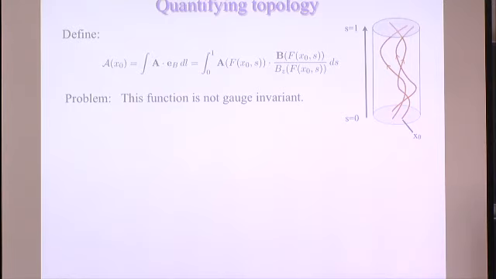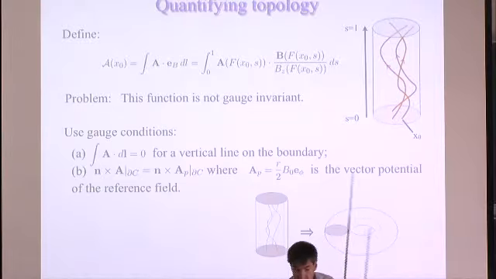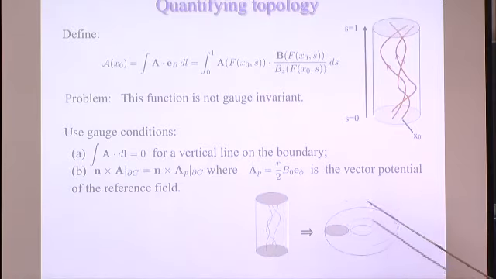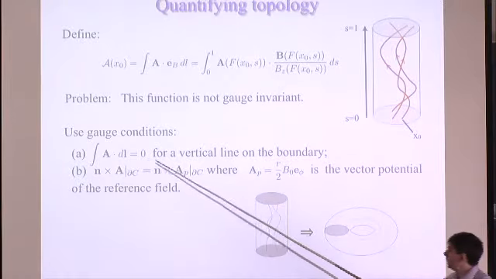Now, the first problem is that this is not a gauge invariant expression. If I do a gauge transformation, if I add a gradient to my vector potential, then I can give this function arbitrary values on arbitrary points. In particular, I could make it 0 even for a braided field. So I have to restrict my gauge conditions in some sensible way.